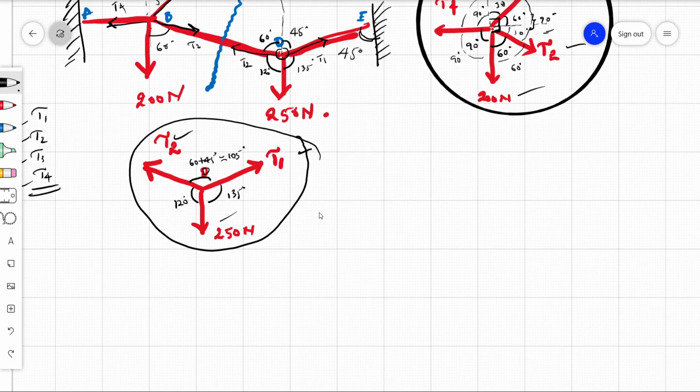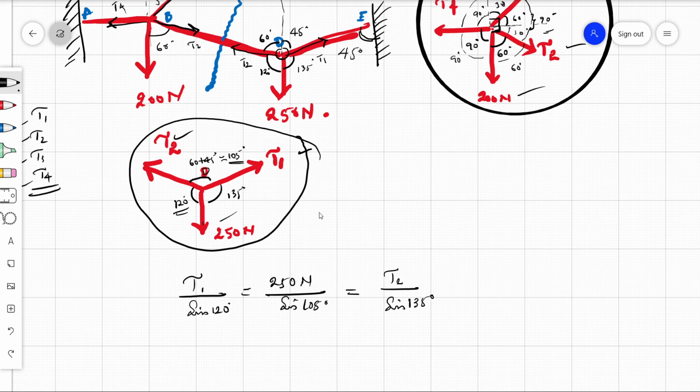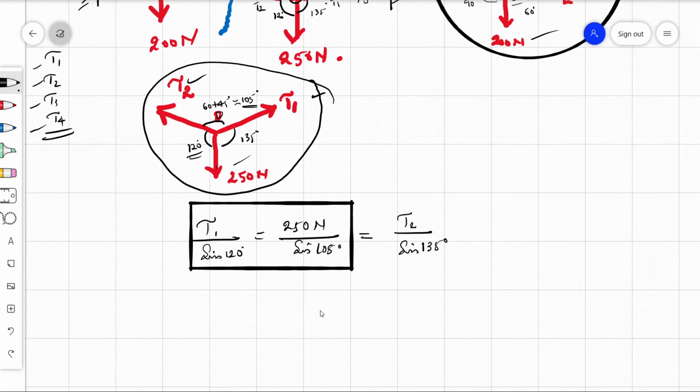For this force, I'll write a little bit fast. T1 divided by sine of the opposite angle, 120 degrees, is equal to 250 Newton divided by sine of the opposite angle, 105 degrees. And last is T2 divided by sine of 135 degrees.